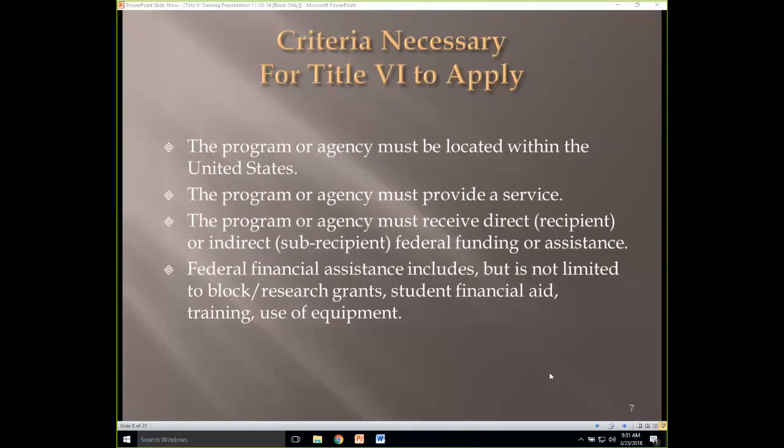So when does Title VI apply? The program or agency must be located within the United States. The program or agency must provide a service. The program or agency must receive direct as a recipient or indirect as a subrecipient federal funding or assistance. And federal assistance includes, but is not limited to, block or research grants, student financial aid, training, and use of equipment.